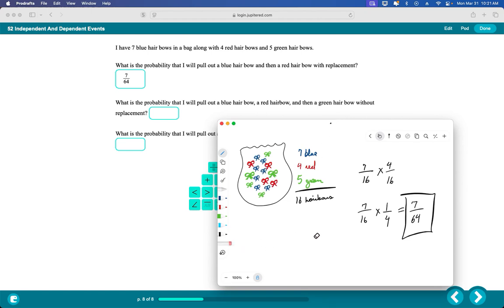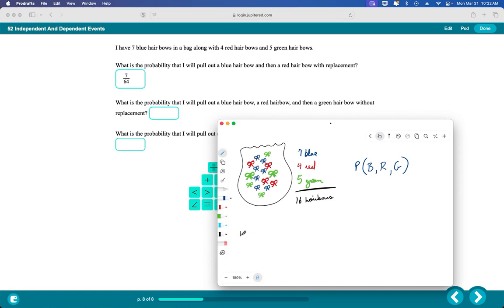All right, and I've got the same situation. So I'm going to erase my scratch work here. You want to leave that on your paper, but I'm erasing it so we have room. What is the probability that I will pull out a blue hair bow, then a red hair bow, and a green hair bow without replacement? That means when I pull them out, I'm not going to put them back. So that's going to change the scenario of my hair bows.